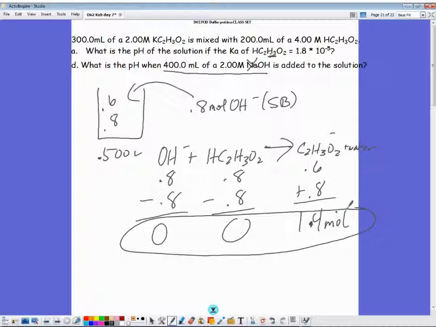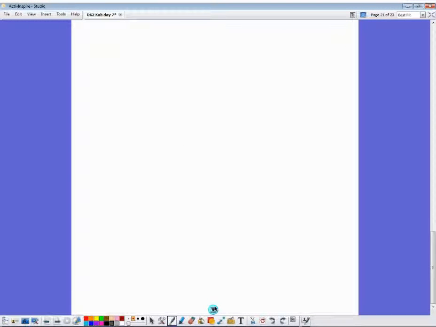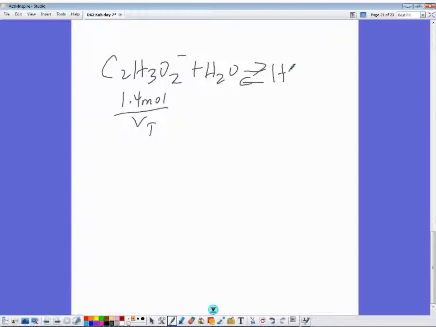Making sure you have a weak base floating around in water. That's what this looks like. C2H3O2 minus sitting in water. How much of him? 1.4 moles in total volume. Making in equilibrium HC2H3O2 plus OH minus. The minus is right there.